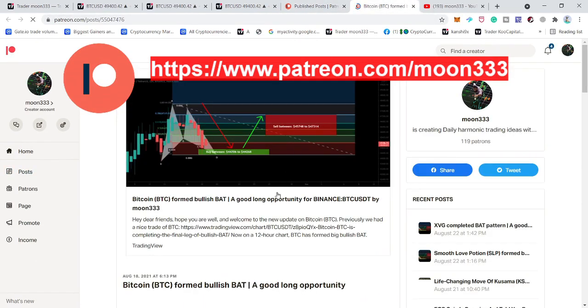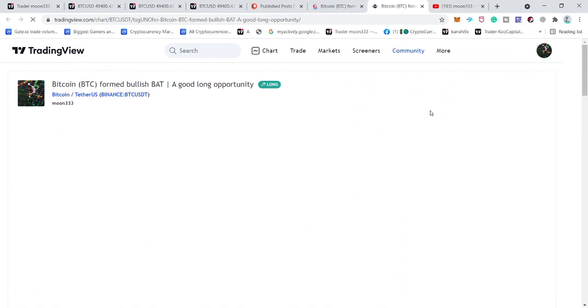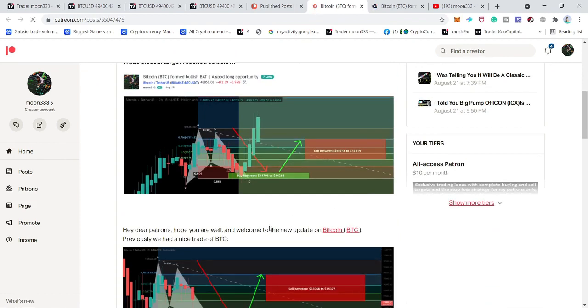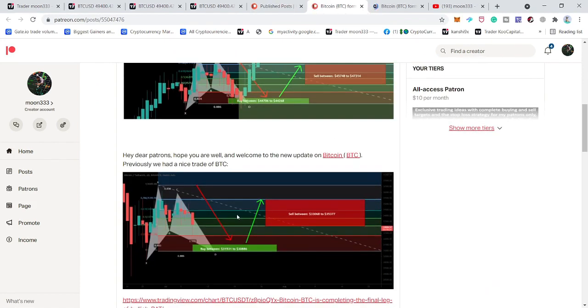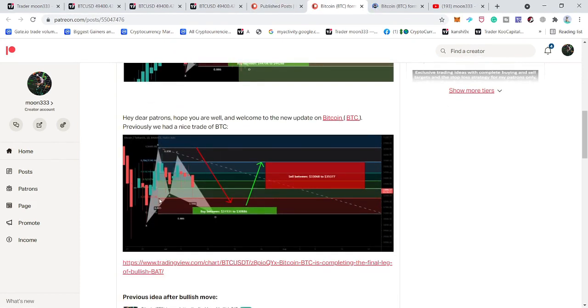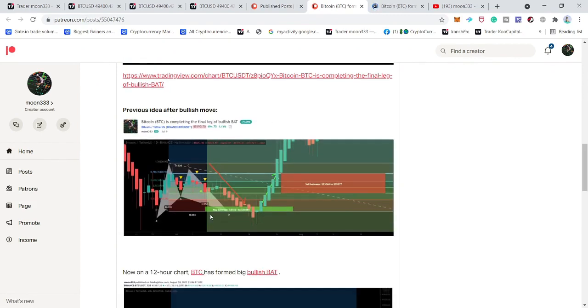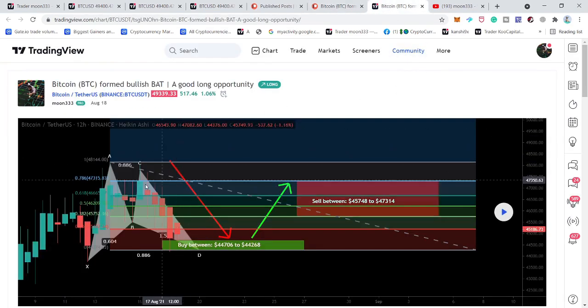Okay, this was a chart that I shared, and you can see that this was a perfect bat formation. And before this chart, I also shared another bat move, you can see this one. When the price line was completing this final leg, it moved down into the potential reversal zone, and we had a very nice reversal. And the recent bat pattern was this one, when I told you on 18th of August that from here we can have a powerful bullish reversal.